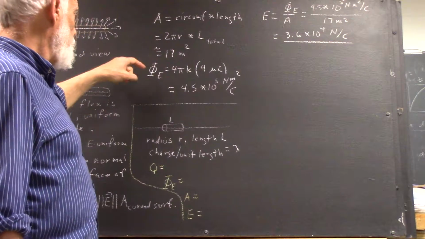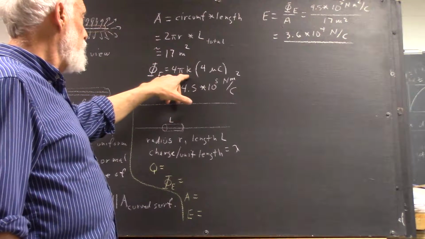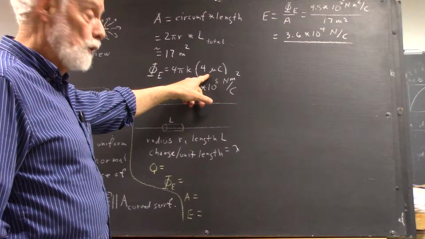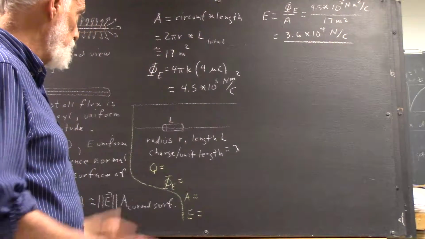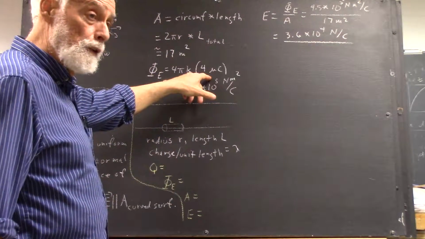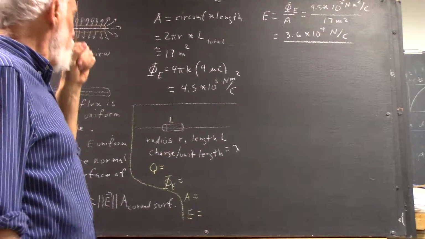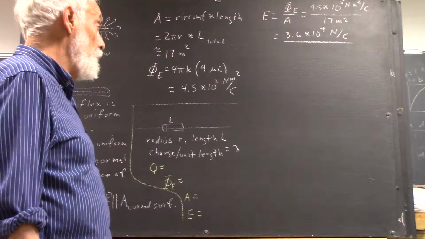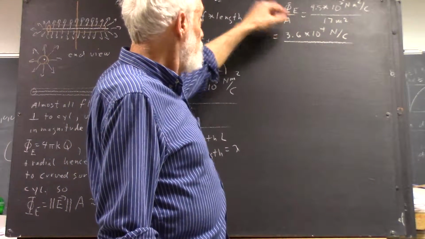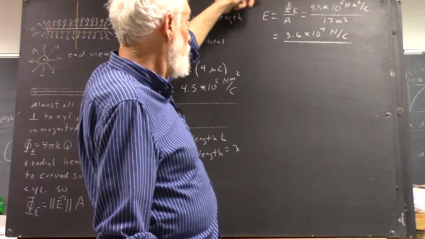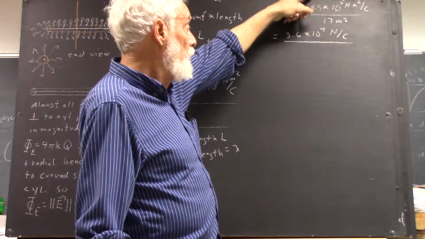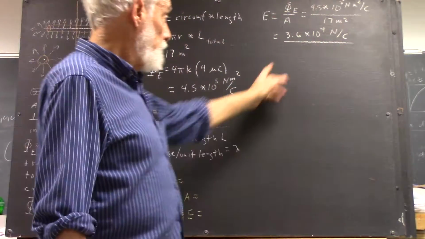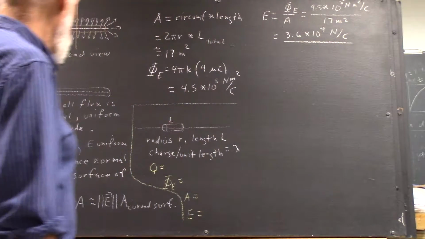The flux then is 4 pi k times the 4 microcoulomb total charge. I said something about 4 microcoulombs per meter, but actually this is just a 4 microcoulomb total charge. If I did it right, that comes out 4.5 times 10 to the 5th newton meter squared per coulomb. So the magnitude of the field, there's no arrow over the E, that's the magnitude, is flux divided by area. This comes out, I think, 3.6 times 10 to the 4th newtons per coulomb. You're welcome to check my numbers.